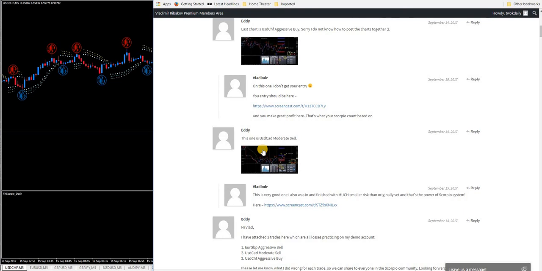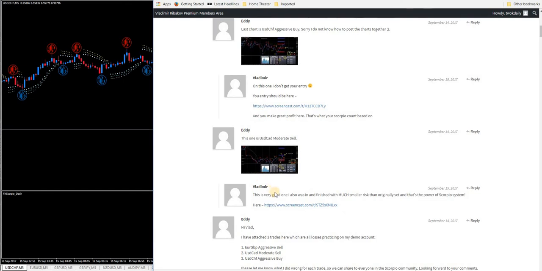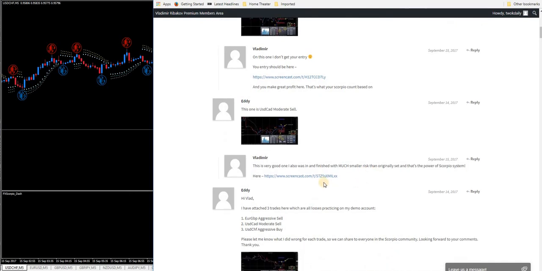All right, this one is USD CAD moderate sell. All right, 1, 2, 3, 4. The scorpions are bouncing up. Got our red arrow. Dot is right above us. Everything lines up here. See what the vendor had to say about that. All right, this is a very good one. I was also in and finished with much smaller risk than originally set, and that's the power of the Scorpio system.